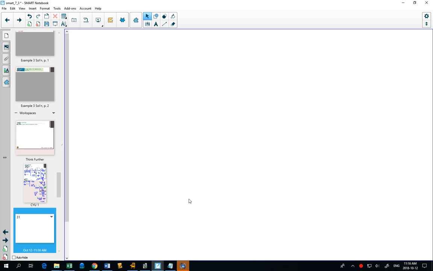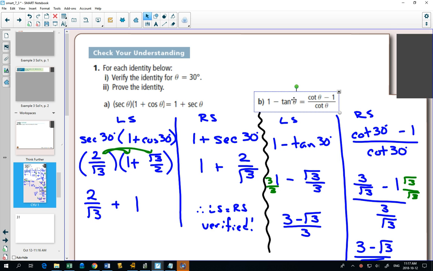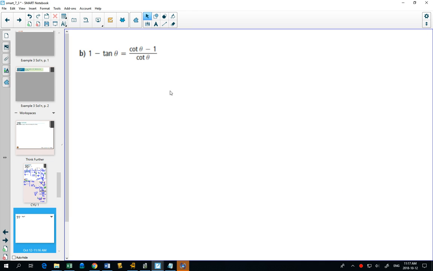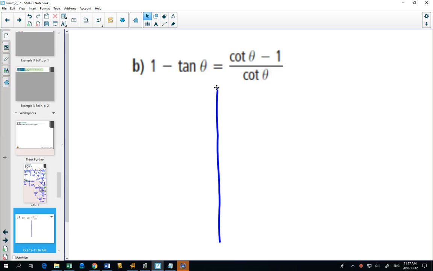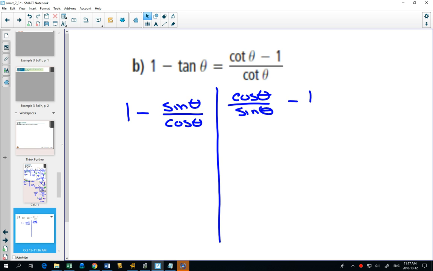I'm going to do this same proof showing you that, let's say you decided to change things to sine and cos, which is a very good strategy. If I change tan to sine over cos, I change cotangent to cos over sine, and this cotangent to cos over sine. And then I just use my fraction skills to get a single fraction on both sides.